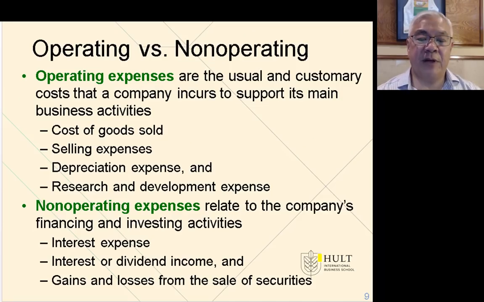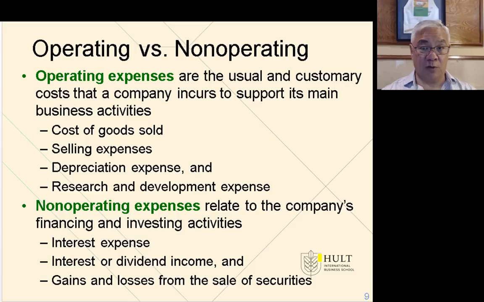Operating versus non-operating. Operating are those that are ordinary and customary in running your business. So in a product business, cost of goods sold, selling expenses, depreciation, R&D, these are normal things that a company would spend to build its business.